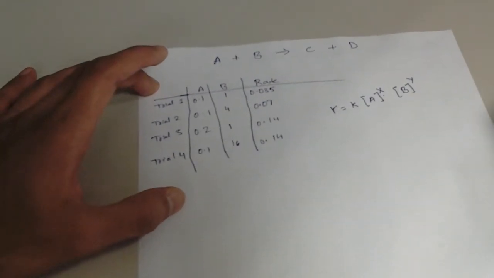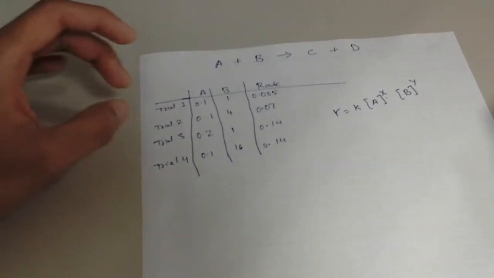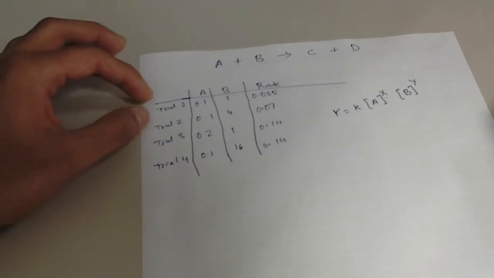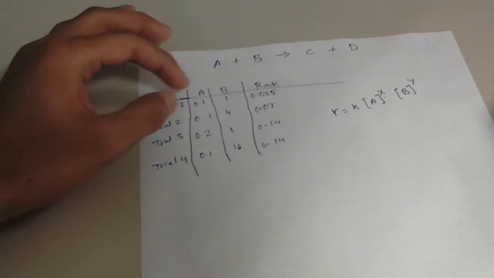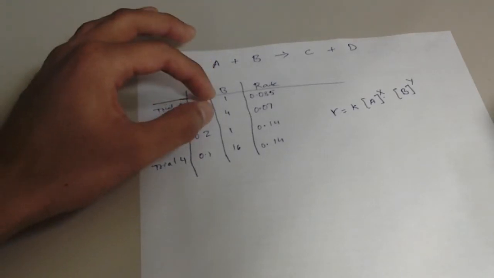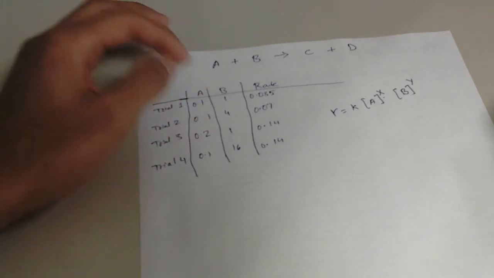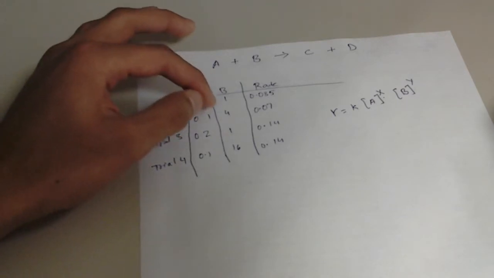In order to find x and y, we first pick two trials from the table in which all the reactants are held constant except for one. So pay attention to trial 1 and trial 2 here. In these two trials, A is held constant at 0.1 concentration, whereas B is changing from 1 to 4. Going from 1 to 4, B is quadrupling.